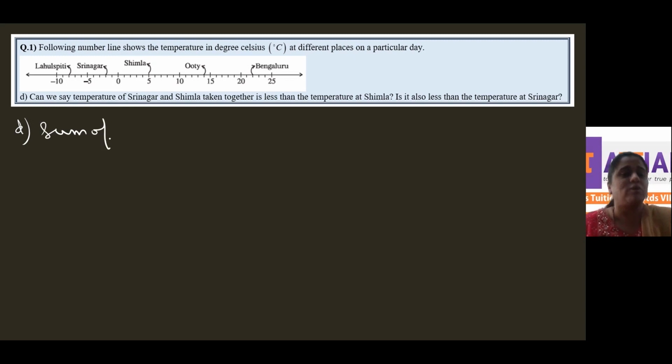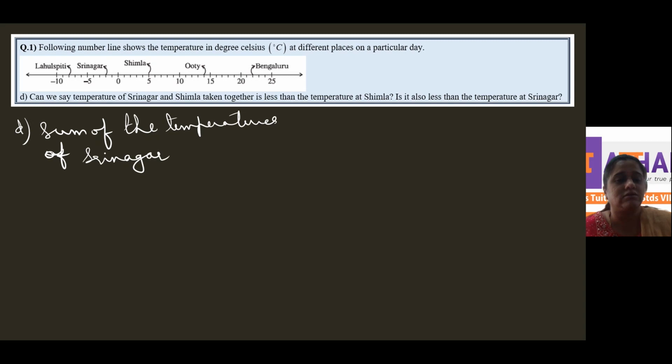So we should say sum of the temperatures. See, how you present the answer is very important. You should use the word sum. Sum of the temperatures of Srinagar and Shimla is equal to, write the temperature.